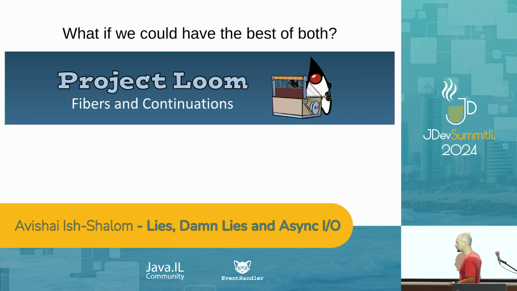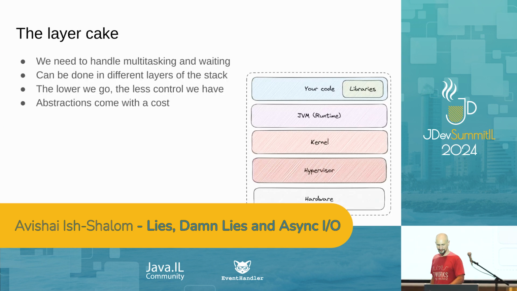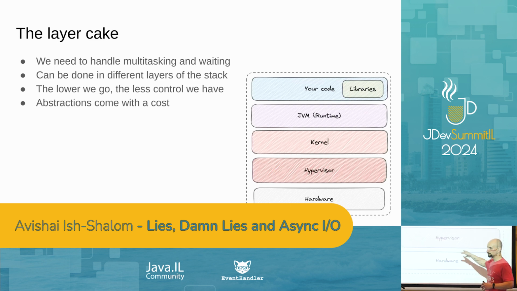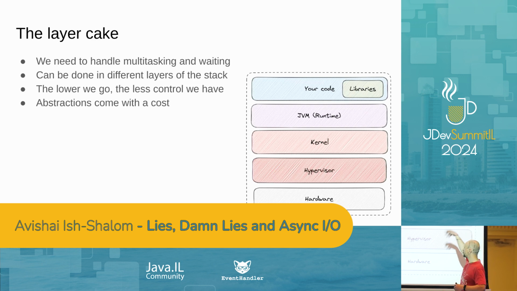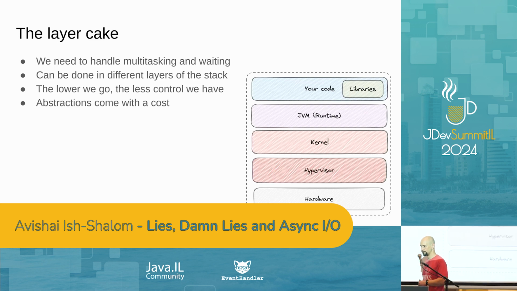And this is where Project Loom comes into the picture. Project Loom gives us user-land threads in the JVM. So what are user-land threads? Basically, the stack we use today is composed of many layers. We have the hardware, the hypervisor, the kernel, the JVM, the runtime, and our code, and of course the libraries we use in our code.